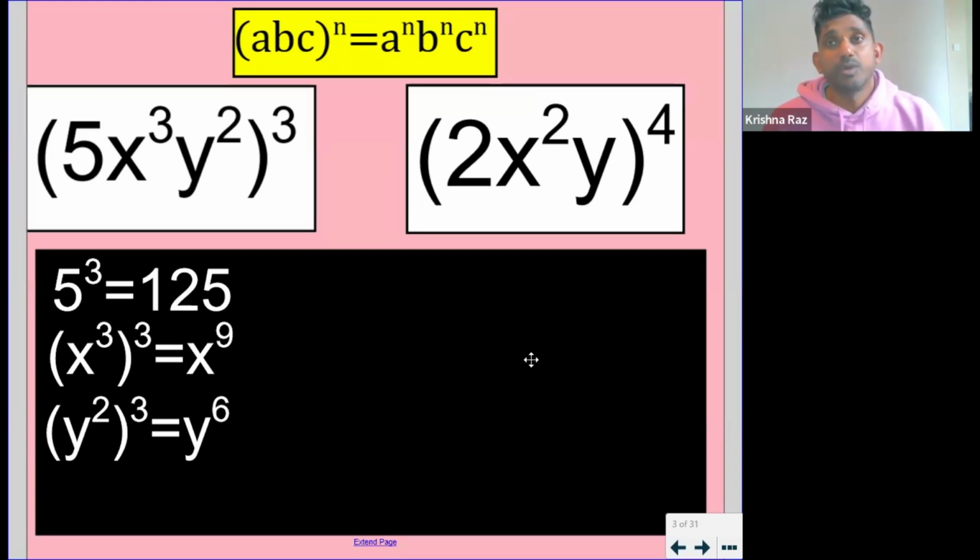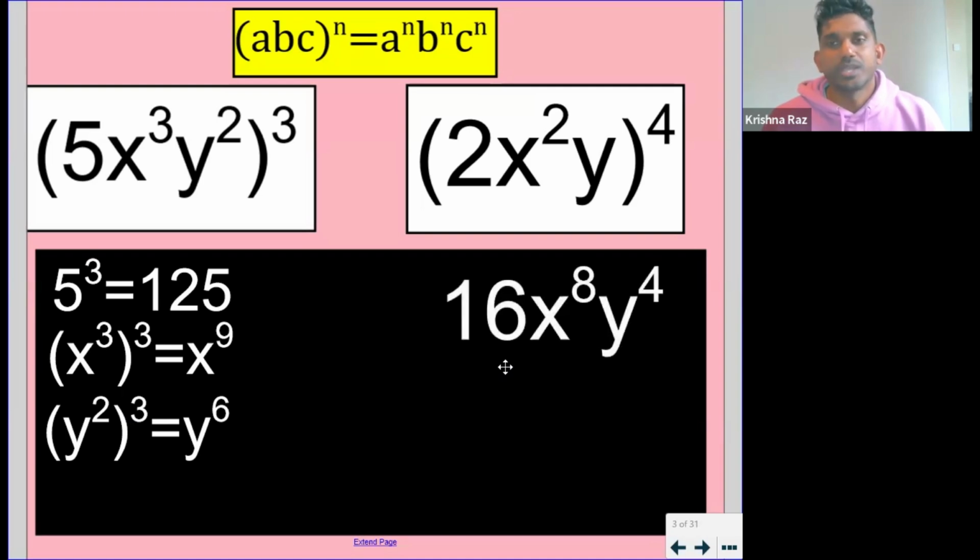So we look at the second one. We need to remember to do 2 to the power of 4 and x squared to the power of 4 and y to the power of 4. Yeah. Do not forget to apply the power to the number at the start.